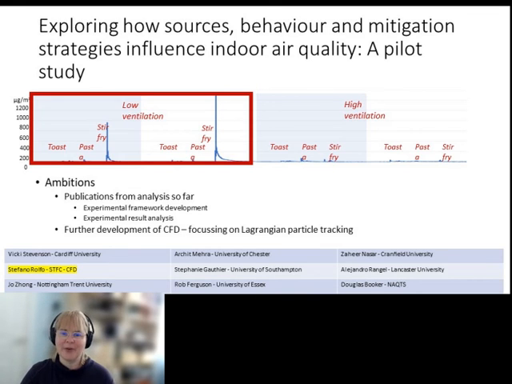The reason I haven't is because I know that Stefano has his own little section, and he's going to talk about how that's developed, and particularly his focus on the Lagrangian particle tracking. And he is our STFC connection. So hopefully I've covered all the bases there, and thank you for your time.